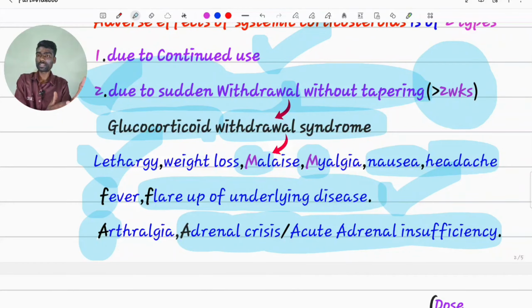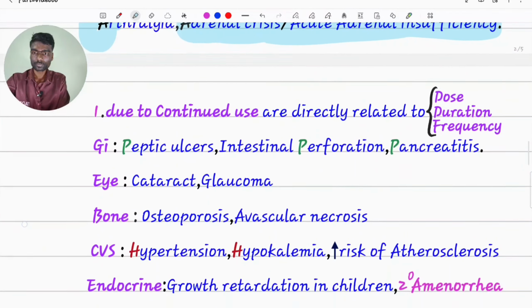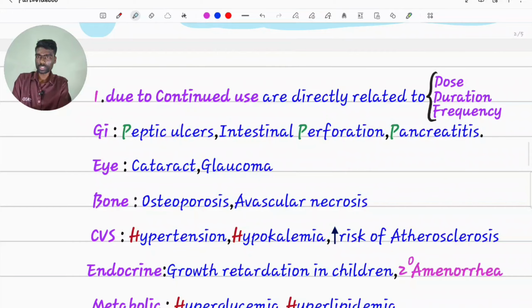What happens? There will be sudden hypoglycemia, sudden fall in sodium level, sudden fall in BP, that is blood pressure. Even the patient may go into unconscious state also. This is an emergency situation. It may occur when you suddenly stop the drug without tapering. So always taper the dosage of steroids. Due to continuous usage, which it is directly related to dose, duration, frequency.